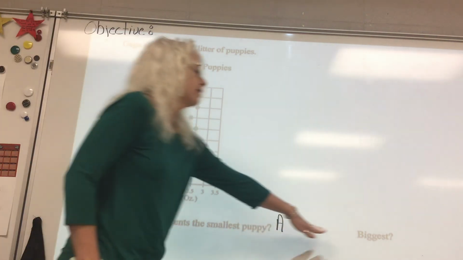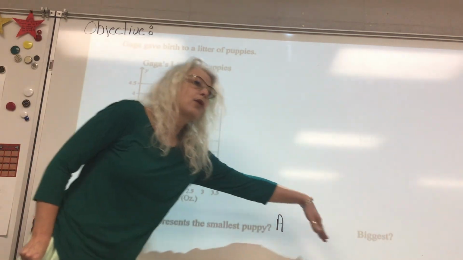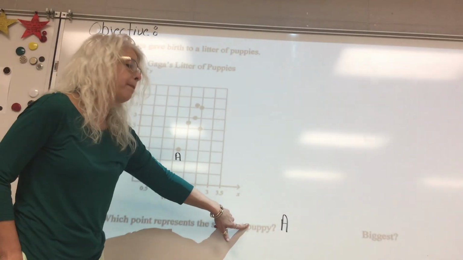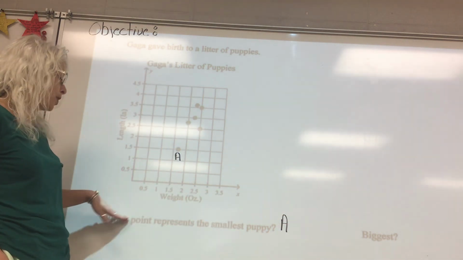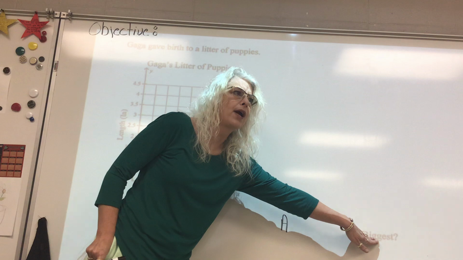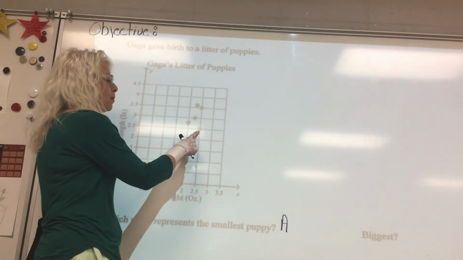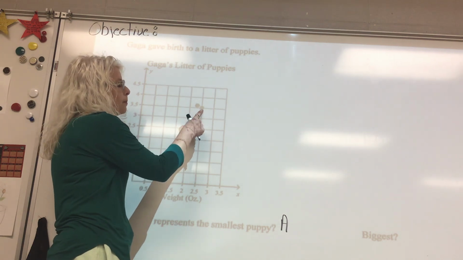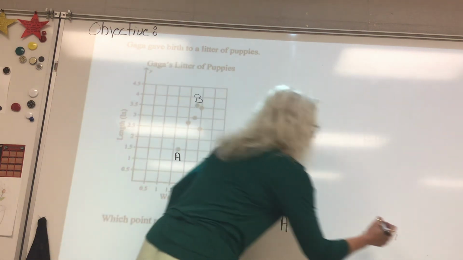Then it says biggest. So when you have questions like this, it says which point represents the smallest puppy, and then you have biggest. This is saying which point represents the biggest puppy. You guys understand that, right? All right. So which data point represents the biggest puppy? This point? No. This point? No. This point? Yes. And we'll call that point B.